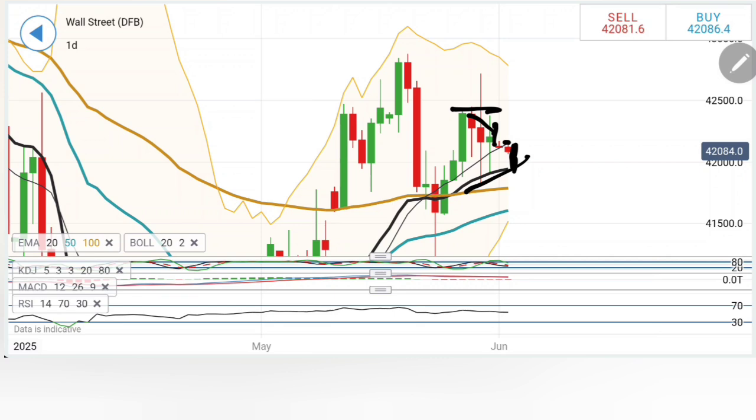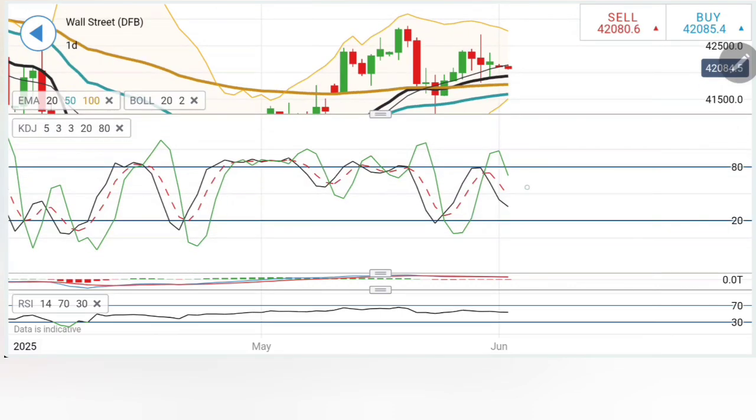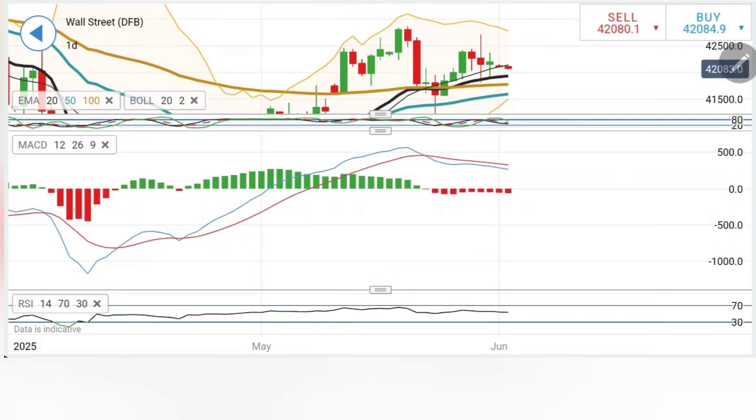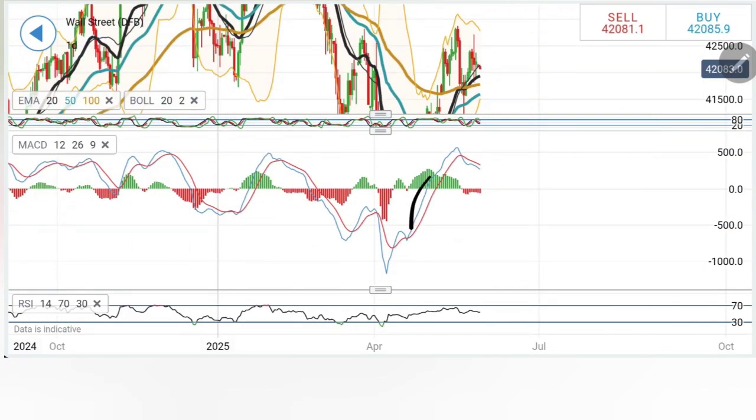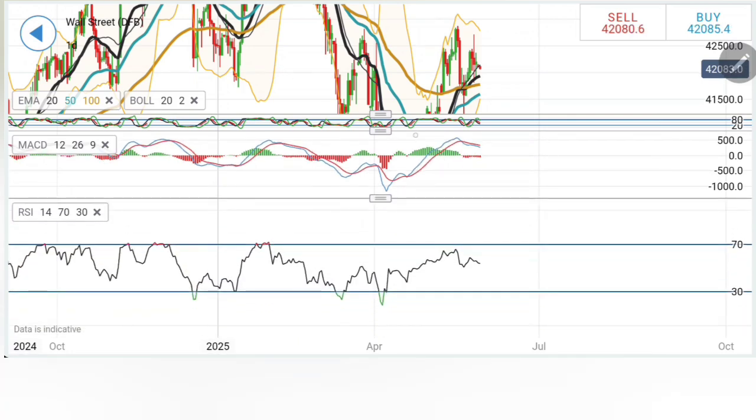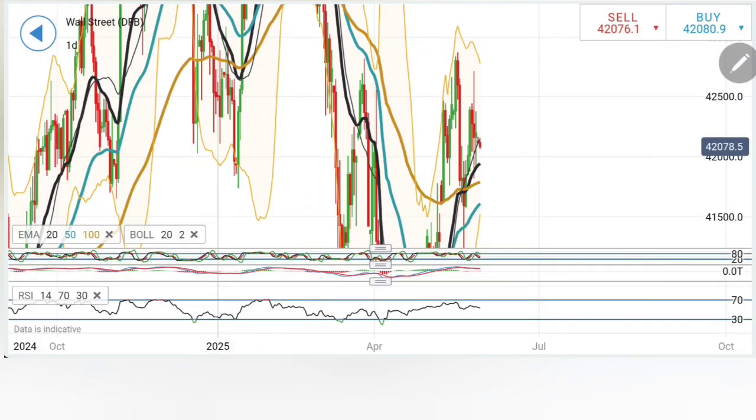However, till 41,800 you have to be cautious with the sells. As long as 41,800 is not taken, do not treat this as bearish. This is also pretty clear. Stochastic has dropped here. The MACD crossed over, and this is one of the bearish signs. See, MACD crossing over at the top. RSI looking down.